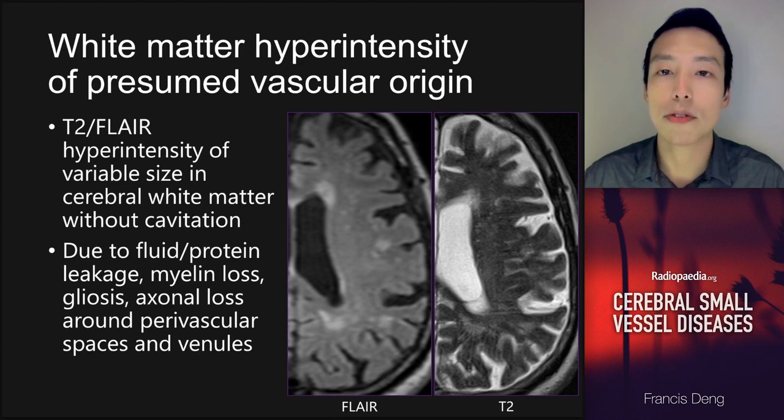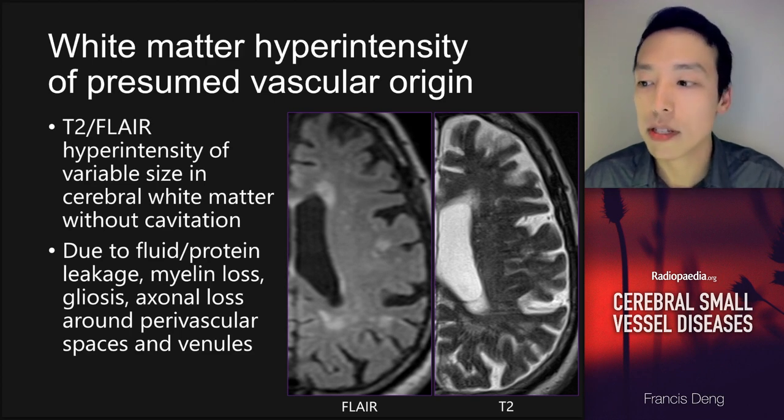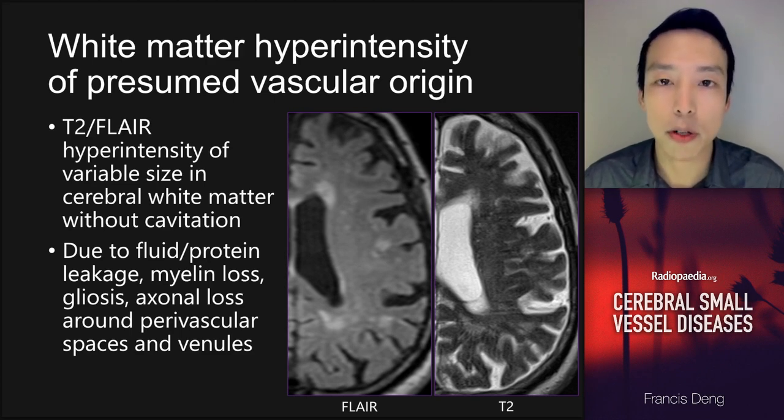And this is due to fluid or protein leakage into the interstitium around vessels. It is due to myelin loss, axonal loss, gliosis. The neuropathology is actually quite varied, and our understanding of white matter hyperintensities is incomplete. But to the best of our knowledge, this is a process that occurs due to small vessel disease around the perivascular spaces and around venules as well.